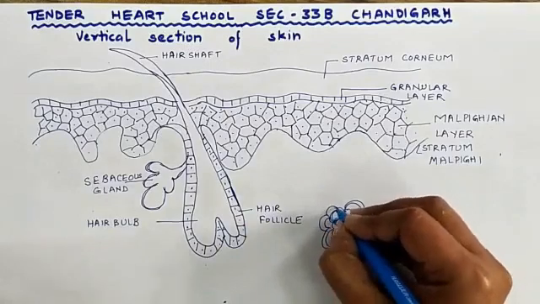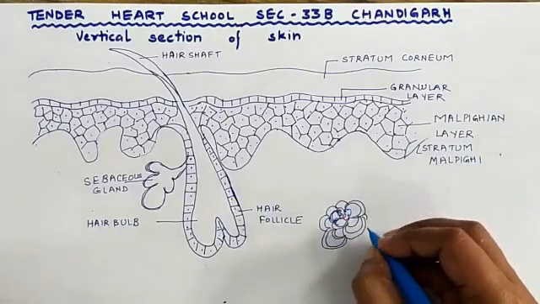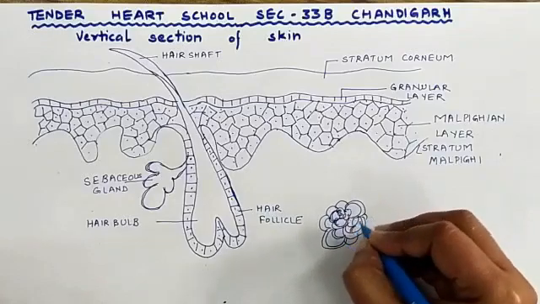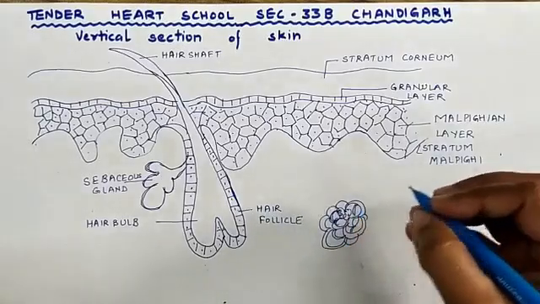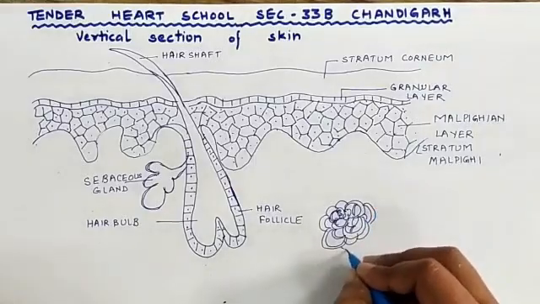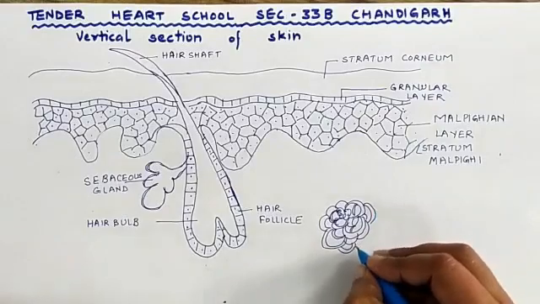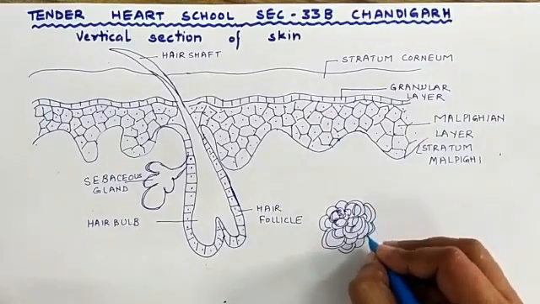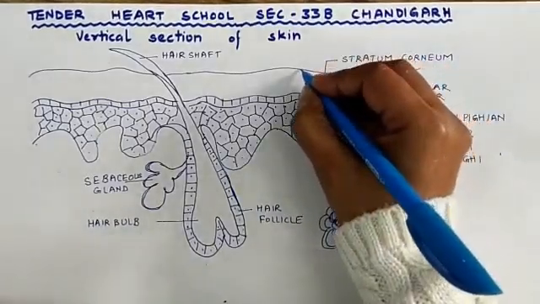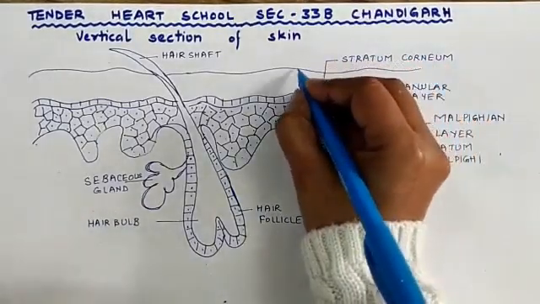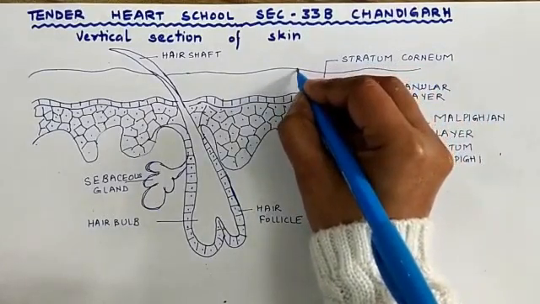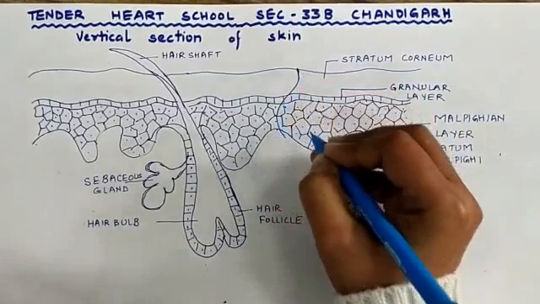And there is a duct from this sweat gland which is coming out, and this duct is going up in the epidermis. A duct from the sweat gland is going up in the epidermis and is opening at the surface of the skin. So let us just draw this.